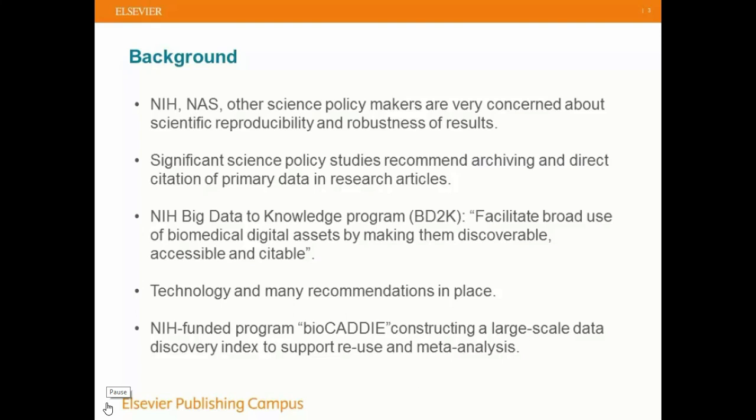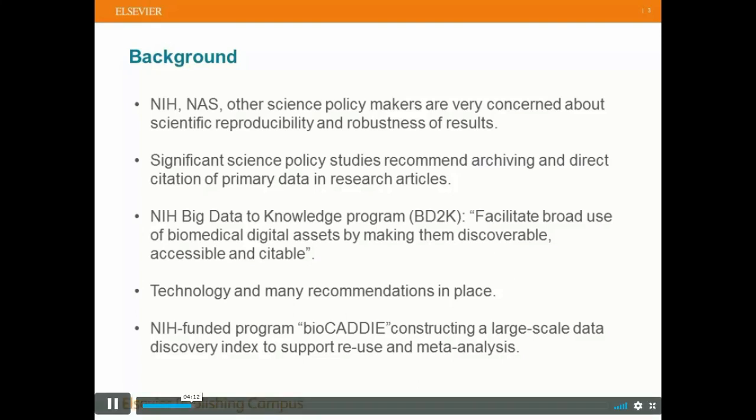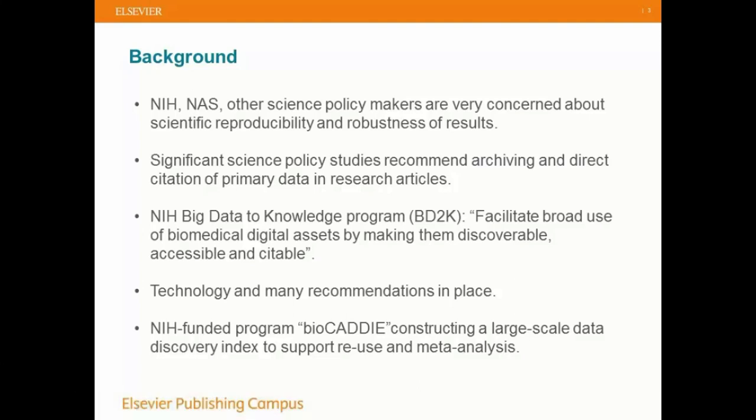NIH is now running something called their Big Data to Knowledge program, or BD2K. And the goal of Big Data to Knowledge explicitly is to facilitate broad use of biomedical digital assets, that they should be discoverable, accessible, and citable. Another way of saying this, and this whole discussion of these principles was actually started by people in the Netherlands, is the acronym FAIR: findable, accessible, interoperable, reusable, applied to data sets. There are technologies and many recommendations now in place about doing this, and there's even a significant NIH-funded program to construct a kind of PubMed for data.